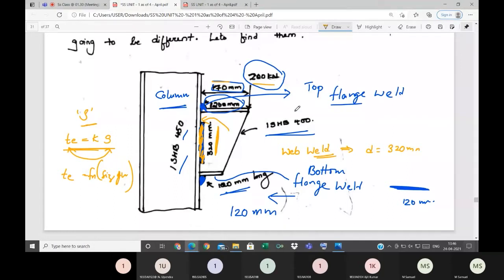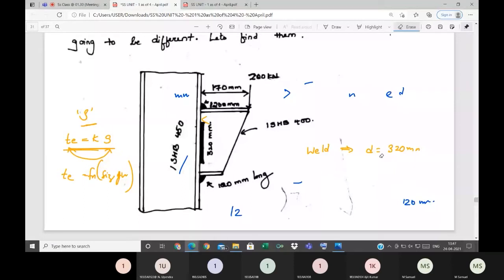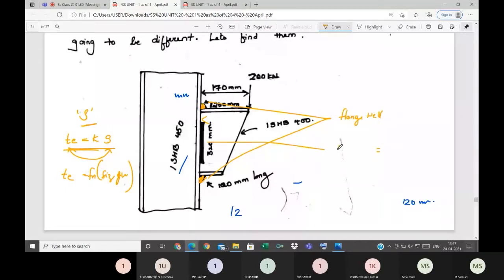So now the important thing here is this. Let me erase this. See, there is a weld at the top, which we are calling as flange weld, and bottom also, bottom flange weld. Of course, we together call these two as flange weld, and this is called as web weld.